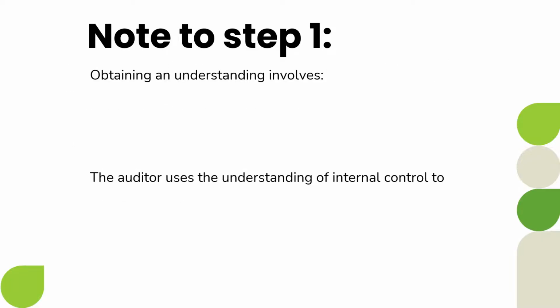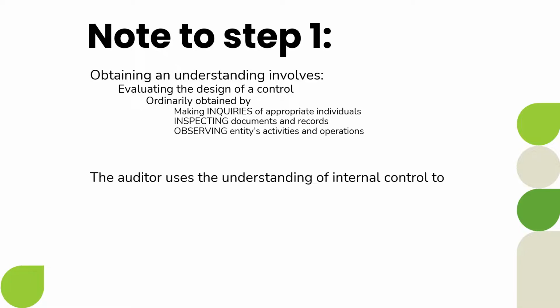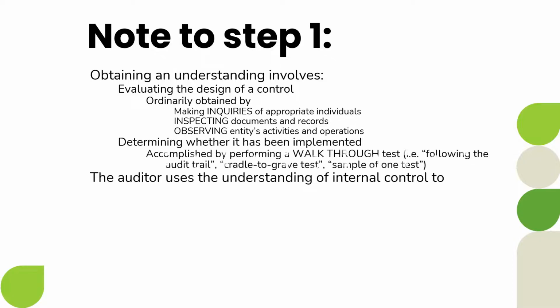Now, obtaining an understanding, we already know this one. We talked about risk assessment procedures exhaustively in the previous video. So we said inquire, inspect, observe, the big three. We evaluate the design of the control that way, but we want to determine whether it has been implemented. We perform what is called a walkthrough test. Now, a walkthrough test has also a lot of other colorful names attached to it, such as following the audit trail, the cradle to grave test, because you get to see from the start till the end, from the initiating document all the way to the time when it is recorded by an accounting entry and goes into the financial statements, or it can also be called a sample of one test.